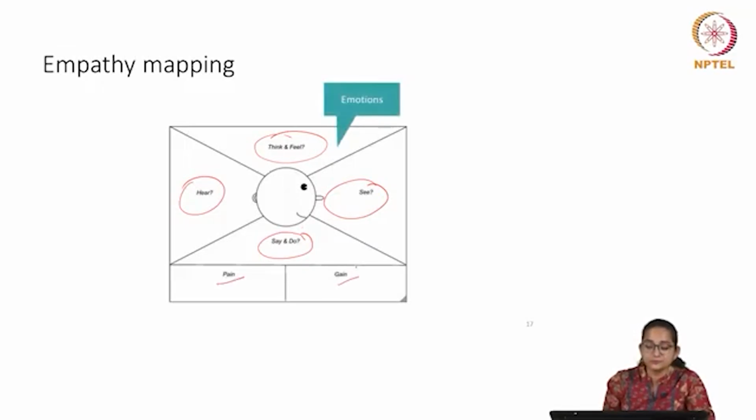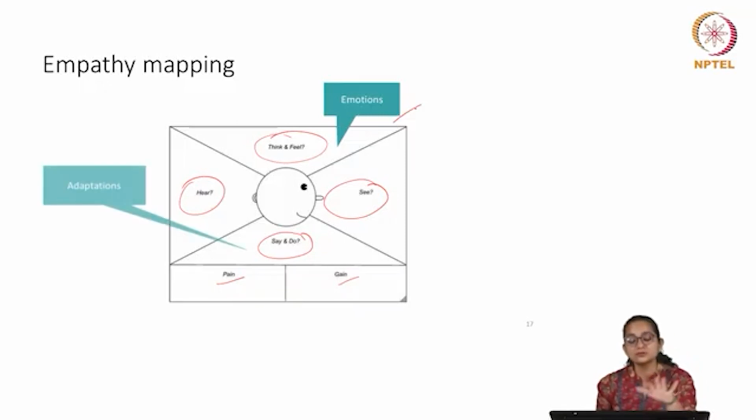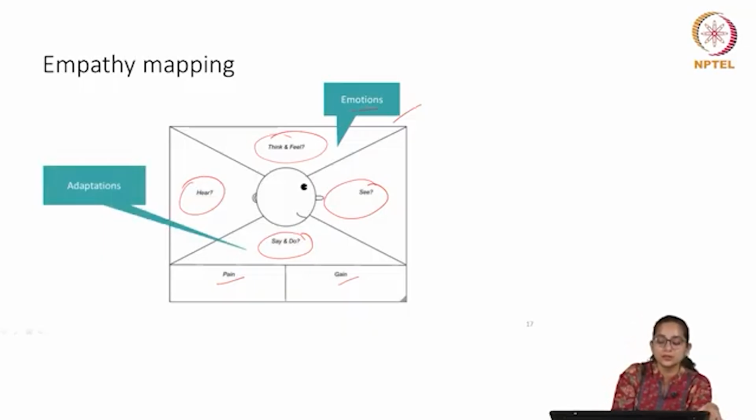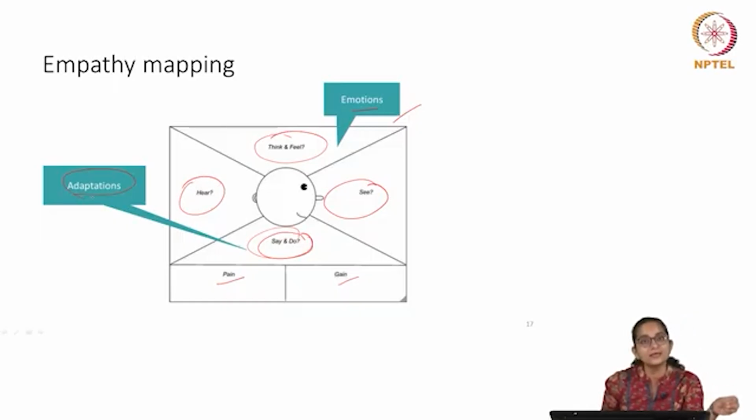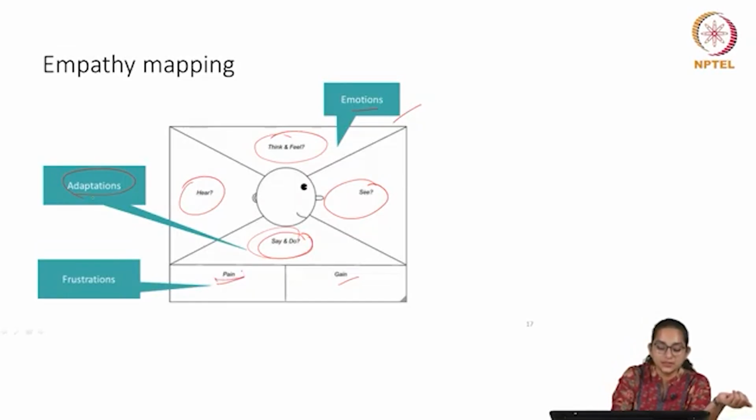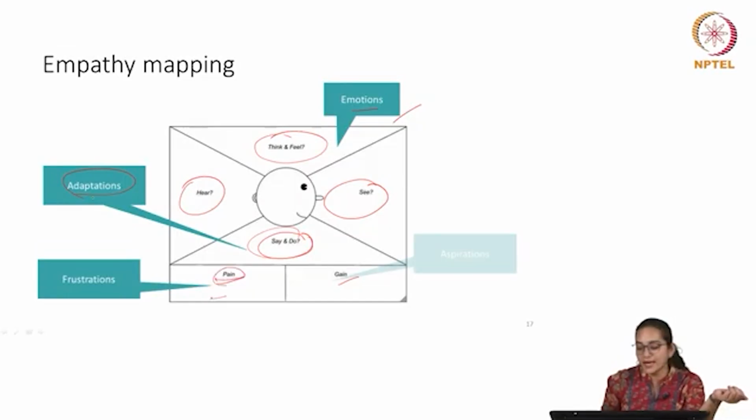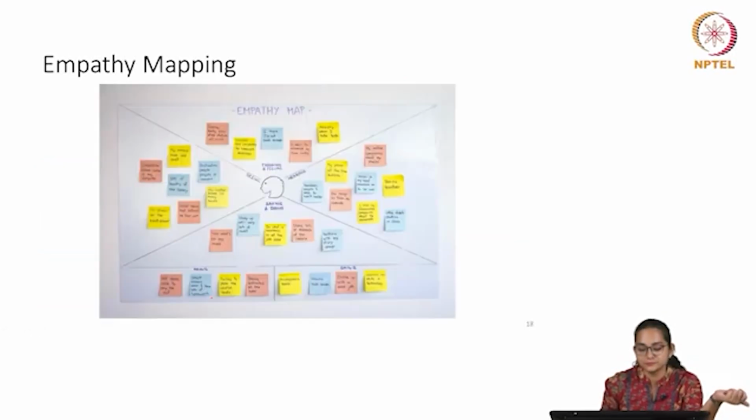Basically through this process we are also able to understand what they are feeling. For example, the think and feel gives you an understanding of the emotions of the users. The say and do is about adaptations, how they are working around the existing frameworks and processes in order to get the job done. Then the frustrations in the pains and the aspirations in the gains. So this is an example of a filled empathy map.